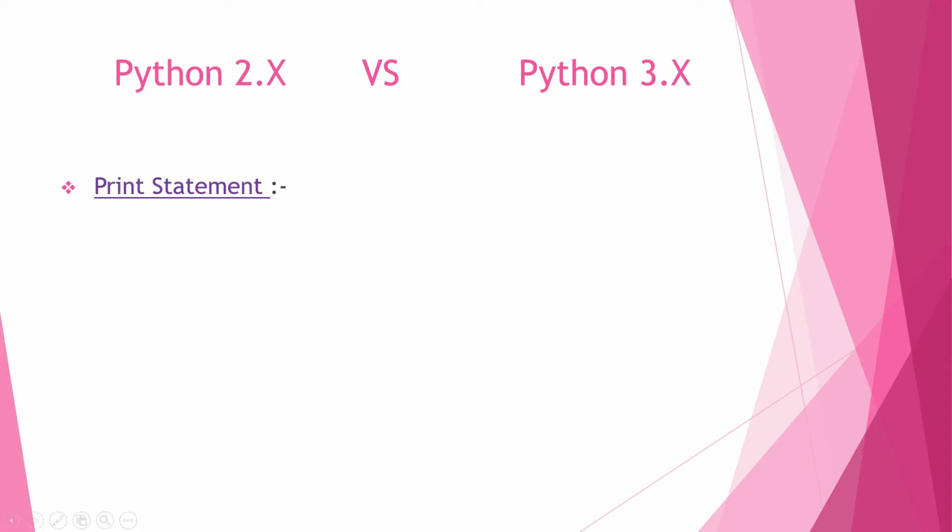So in Python 2 we write print hello world. We don't use parentheses in this, but in Python 3 we use parentheses to print hello world. If we don't use parentheses, it will show an error.